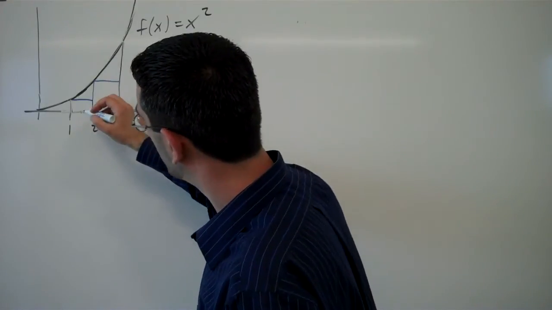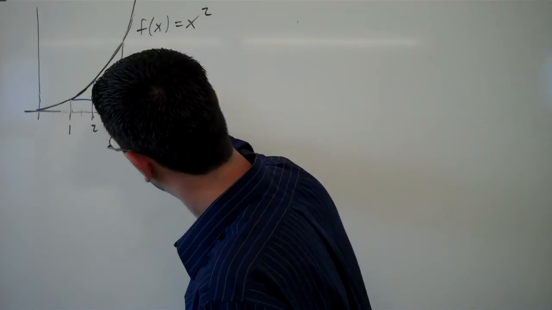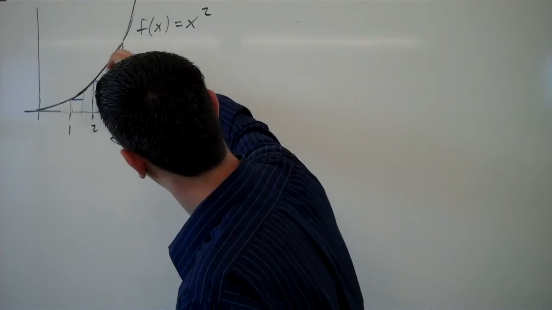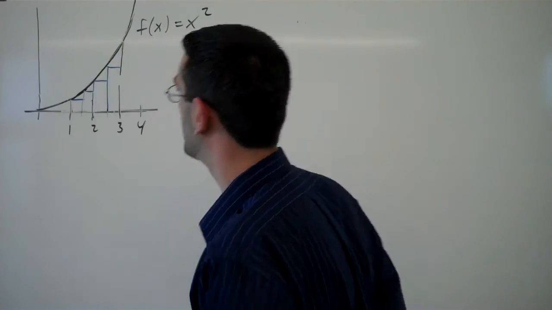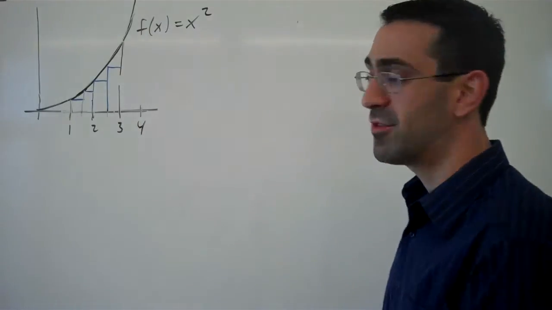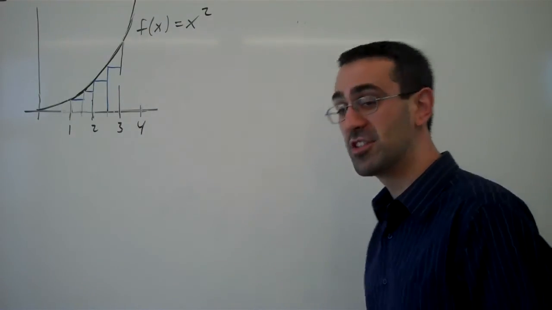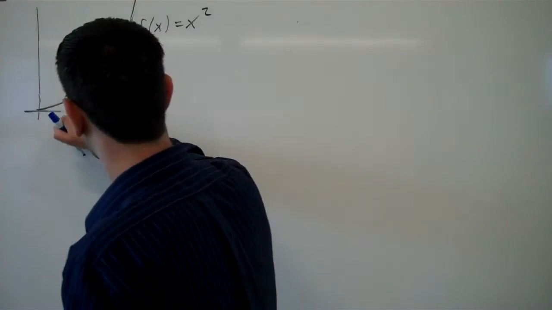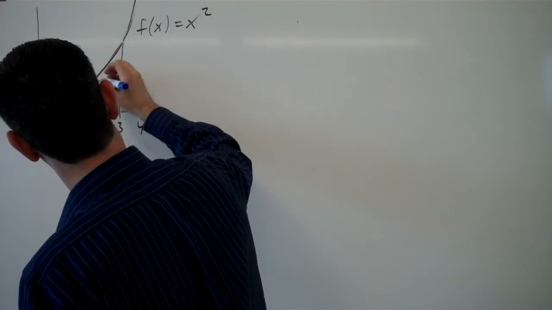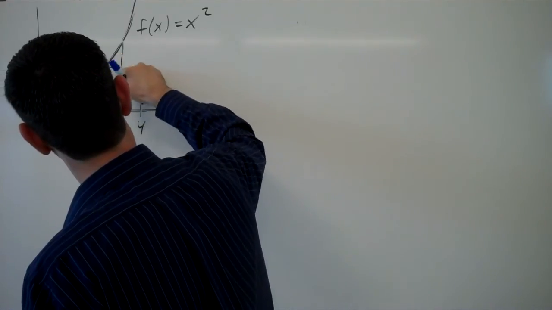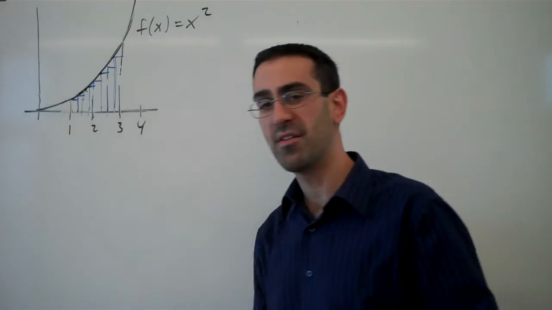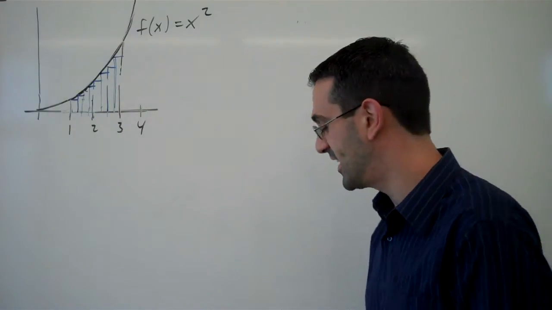So we could make our delta x 1/2, cut these regions in half here, and use four subdivisions, and now you notice we have less unaccounted for area. Or we could divide each of those in half and go to eight subdivisions and get these even smaller little rectangles in here. And you can probably see that the more rectangles we have, the closer we're getting to the exact area.